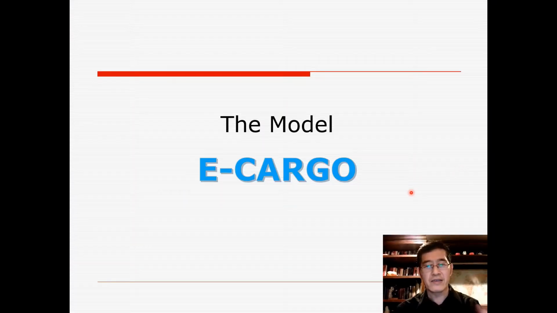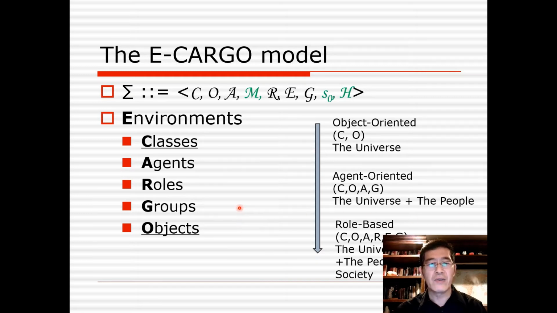So that's the case for teamwork. eCargo hopes to specify such kind of teamwork. What do we mean by eCargo? eCargo includes classes, agents, roles, groups, and objects. In fact, in the model, we also use other components like messages, initial states, and human users.